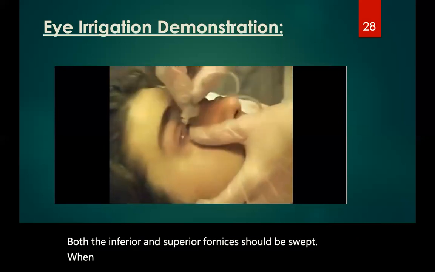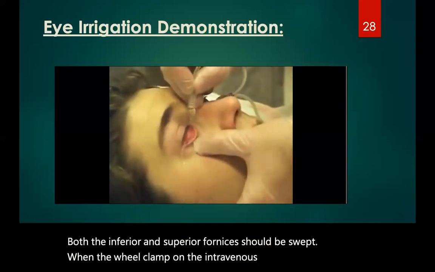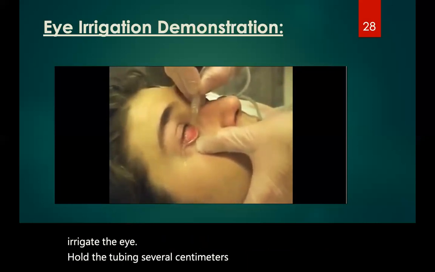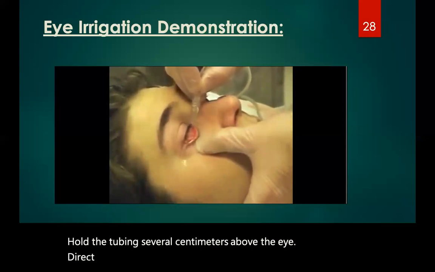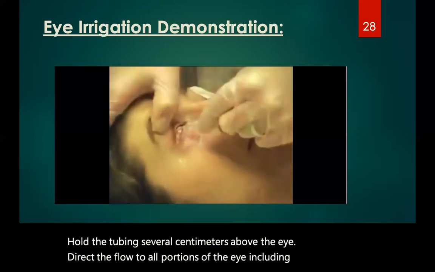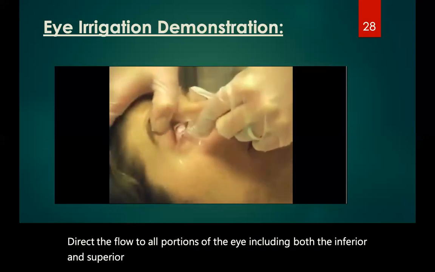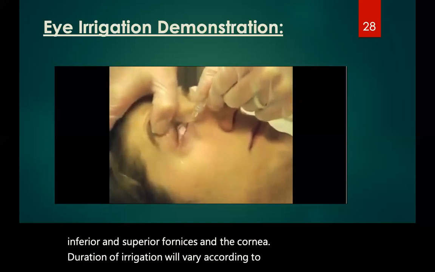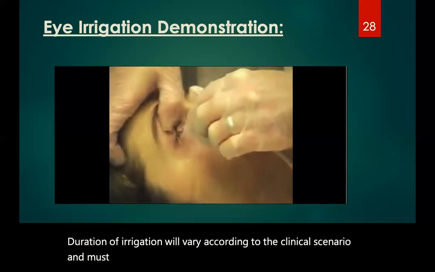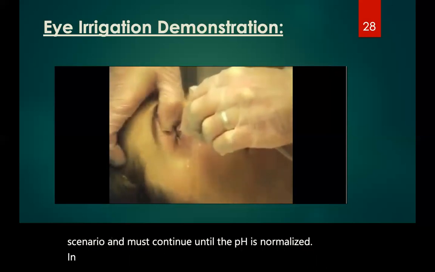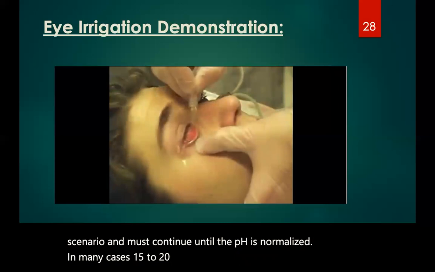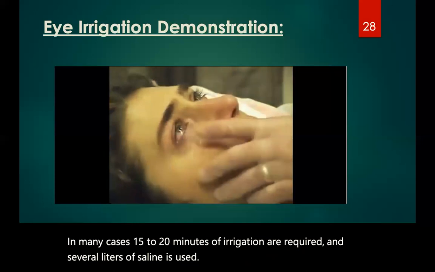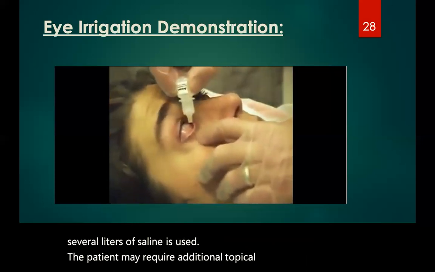Open the wheel clamp on the intravenous tubing and begin to irrigate the eye. Hold the tubing several centimeters above the eye. Direct the flow to all portions of the eye, including both the inferior and superior fornices and the cornea. The duration of irrigation will vary according to the clinical scenario and must continue until the pH is normalized. In many cases, 15 to 20 minutes of irrigation are required and several liters of saline is used. The patient may require additional topical anesthetic during the irrigation procedure.